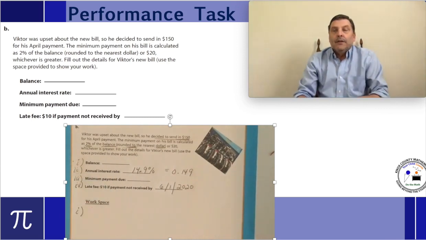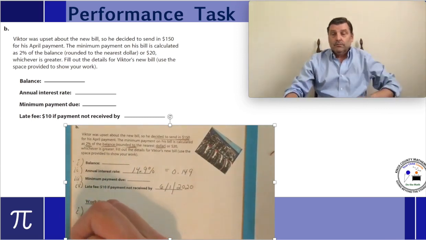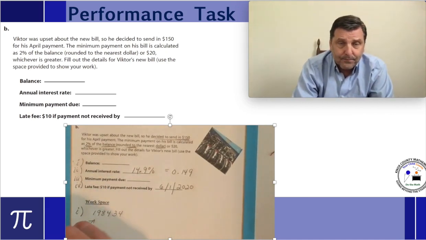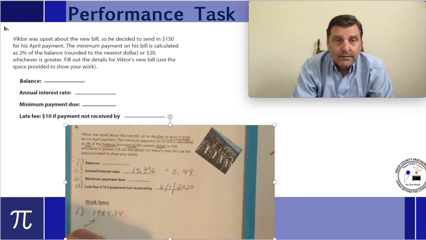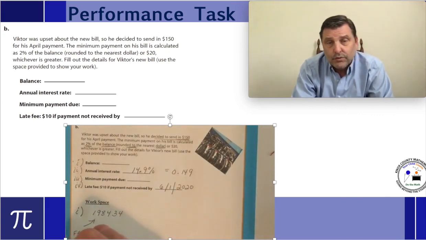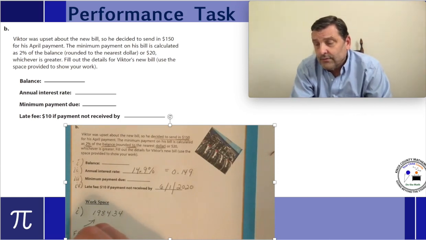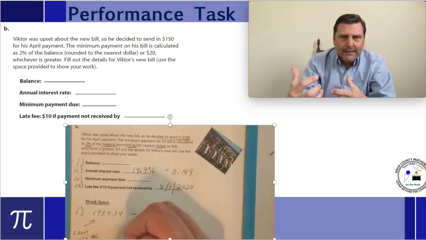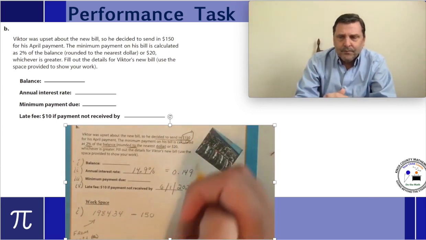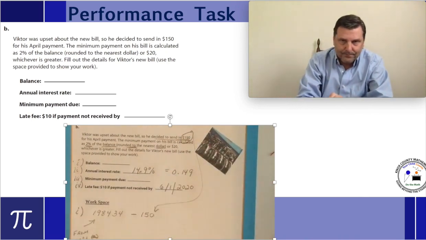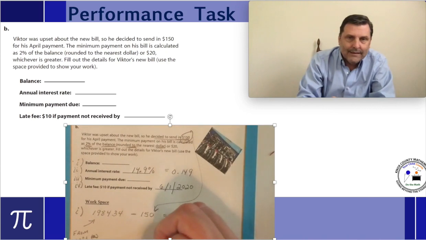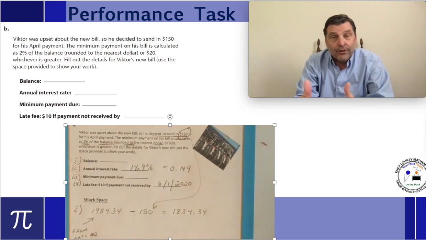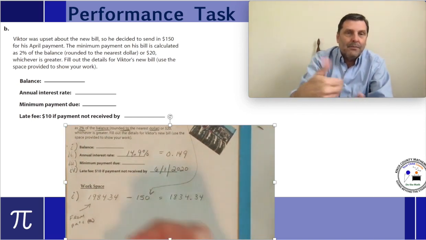Now the balance. The balance is done just like it was last time. We're going to take the amount of the previous balance, which was $1,984.34. We're going to subtract off his payment of $150. This is just like we did in Part A. So get a chance to repeat that. Take off the $150, but then add on the monthly interest. So if we take that off, it looks like that gives us $1,834.34 that we now have to figure the interest on.